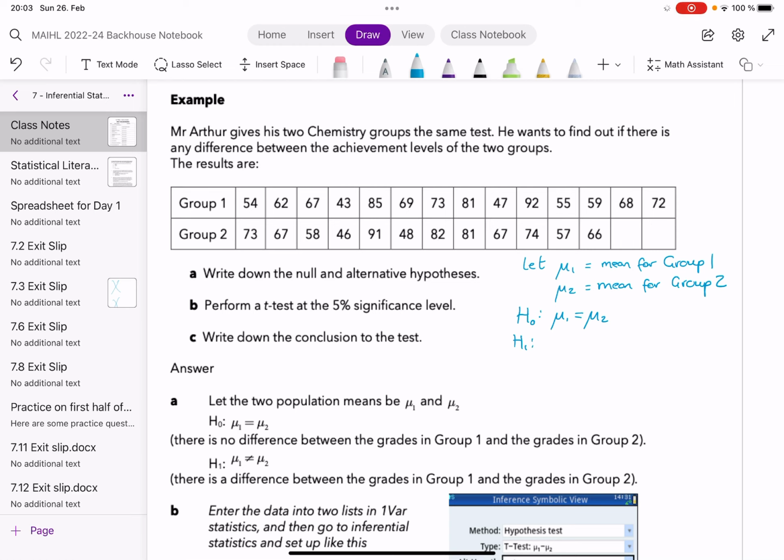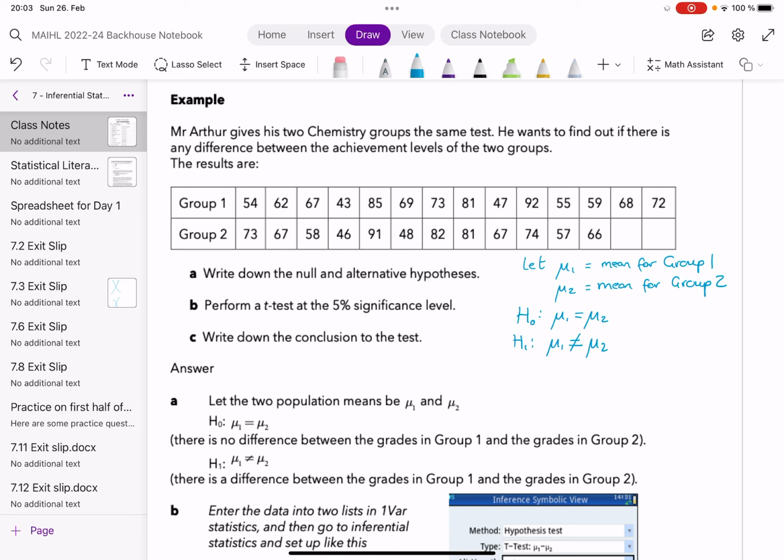So if we reread the question, it says he wants to find out if there is any difference. So there's nothing in the question to suggest that one group is stronger than the other. So we're going to say that we want to find out whether they are equal or not equal to each other. So this is a 2-sample, 2-tailed t-test.